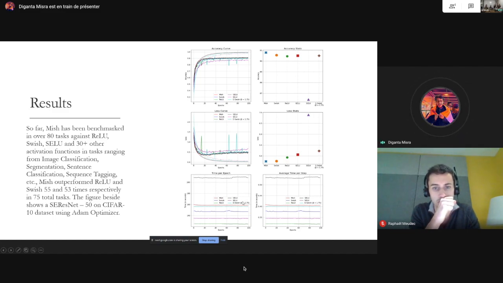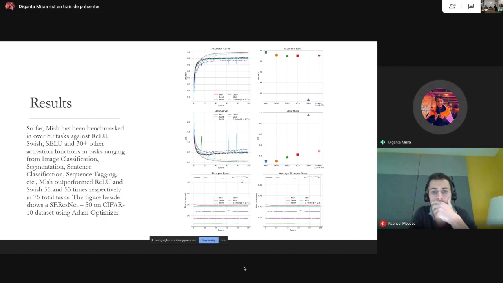Also, since someone had asked earlier about how slow Mish is, this is the non-optimized version of Mish that you're seeing over here. It's faster than GELU, which is another very famous activation function used in GPT-2 and BERT algorithms. So it's considerably faster than that. It's very close to eSwish and Swish, but this is not the optimized version. Using the optimized version, it is faster than even Swish.